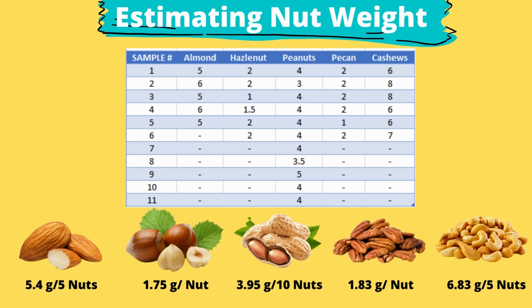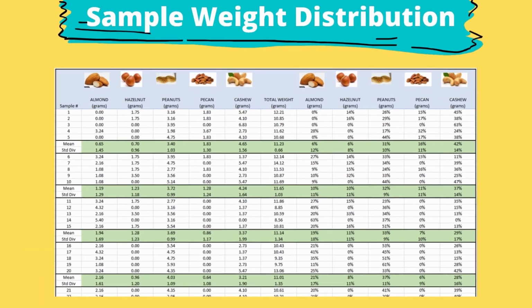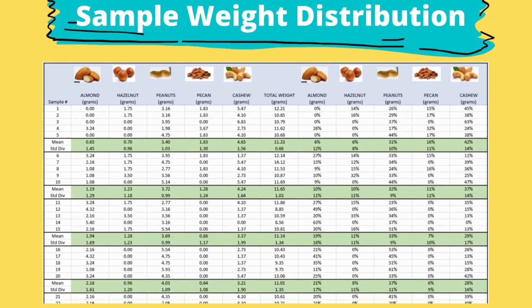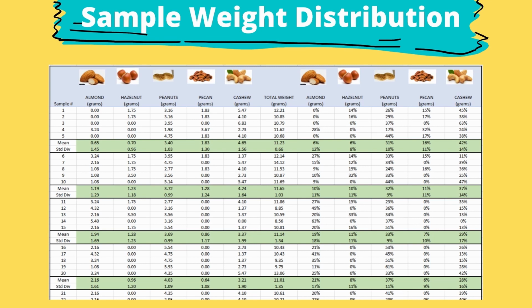Once enough sample weight was taken, I took the mean value of the distribution to determine a good representative unit weight for each nut category. Then, using the unit weight we just estimated, I converted the distribution tally table into a weight distribution table simply by multiplying the number of nuts in each sample by their respective unit weights. And from this, I calculated each nut.